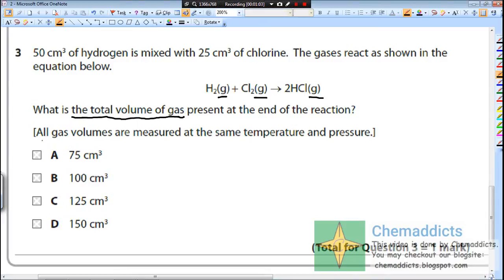Okay. So here is another condition given. All gas volumes are measured at the same temperature and pressure. So there is one concept that if we measure these gas volumes at the same temperature and pressure, their molar ratio and the volume ratio would be the same. Okay. So then we can use volume ratio as volume ratio is equal to mole ratio.